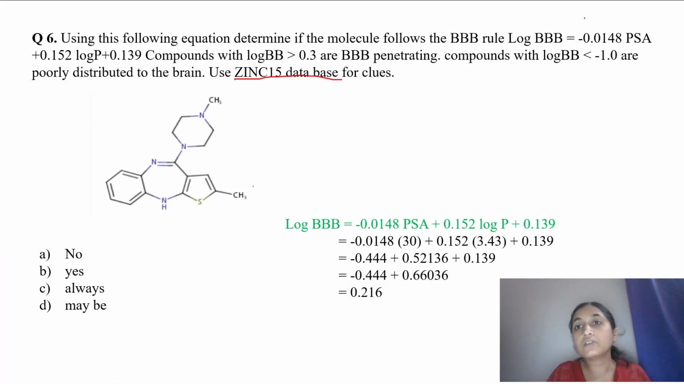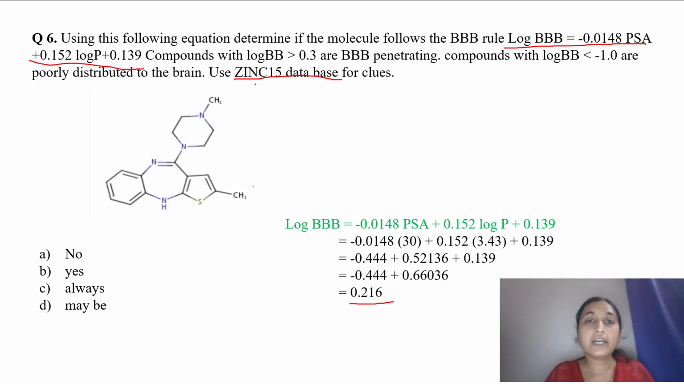So this is the equation given in this question: log blood-brain barrier equal to minus 0.0148 PSA plus 0.152 log P plus 0.139. Now we will put in the values of the PSA, polar surface area, and log P. We have taken 30 and 3.43 from there, and we will calculate.